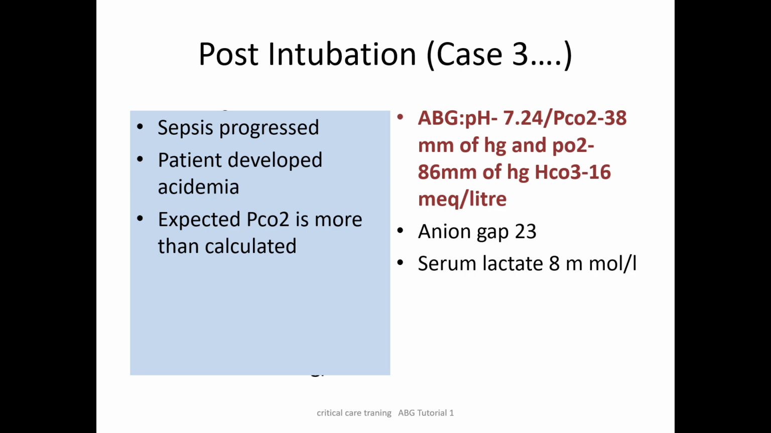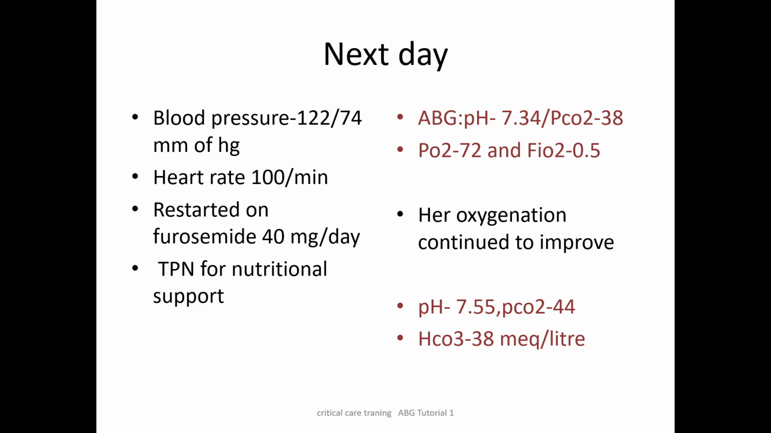Now this expected PCO2 has to be calculated, it is also more. So this ABG tells us that the patient was in the process of undergoing severe metabolic acidosis due to sepsis, and we have to manage it according to our sepsis protocol. So the blood pressure improved. We managed the hemodynamics. Heart rate was 100.